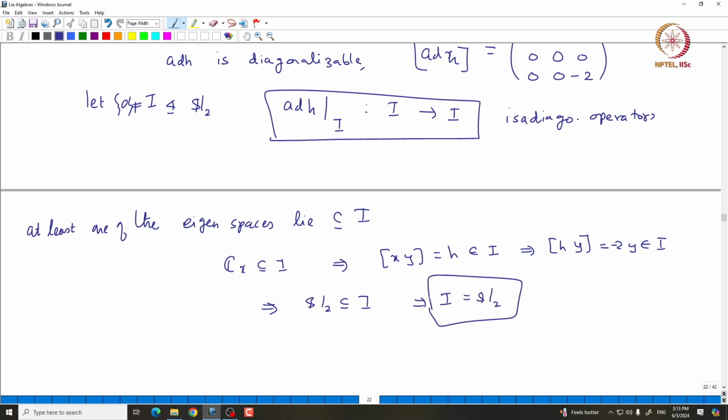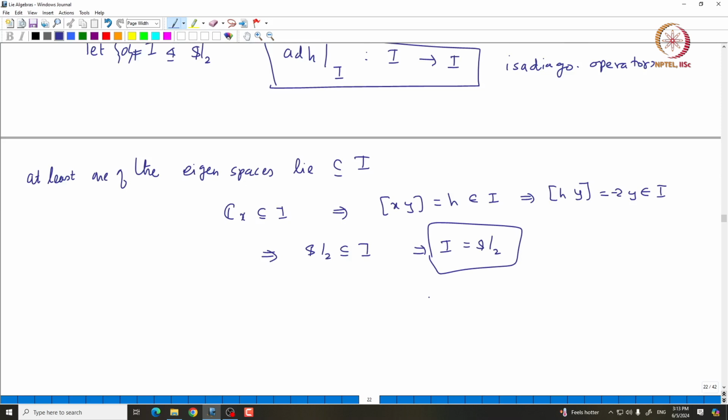And the proof is very similar if you assume that Cy is a subspace of I or h is a subspace of I. If h is a subspace of I, then you can easily see that the bracket hx, which is 2x, is also inside I, which will imply x is in I. Similarly, if Cy is a subspace of I, then the bracket yx, which will be minus h, will be in I, and that also will imply I equal to SL2. So, this proves that SL2 is a simple Lie algebra.